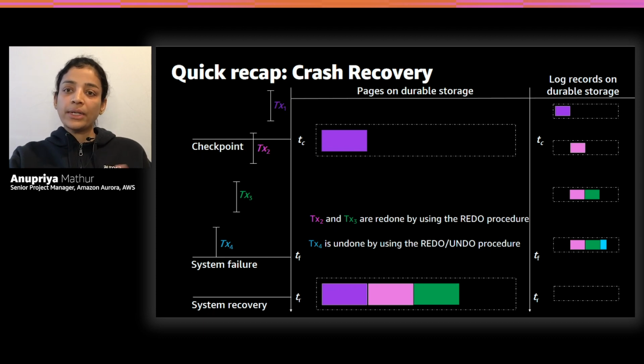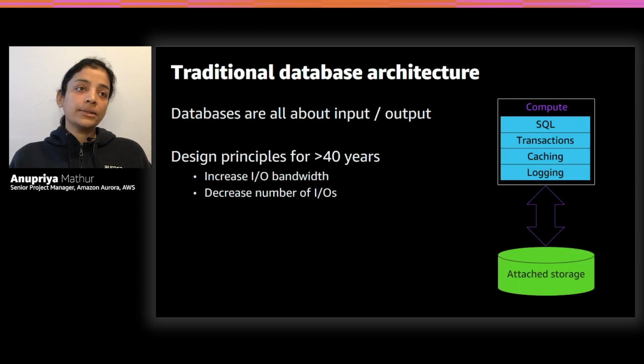And whenever a database is writing down these log records or pages to the storage, it leads to IOs, that is input-output operations on the storage. If we look at the architecture of a traditional database, it consists of a compute and a storage that is attached to it.